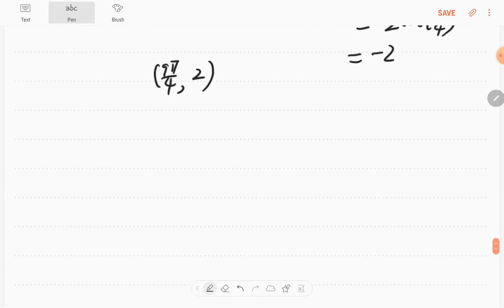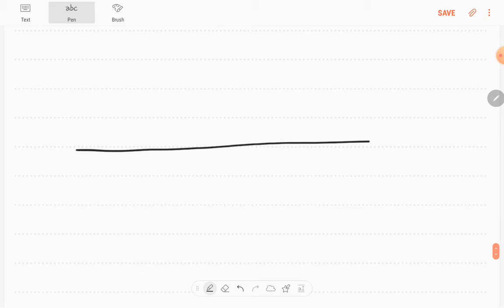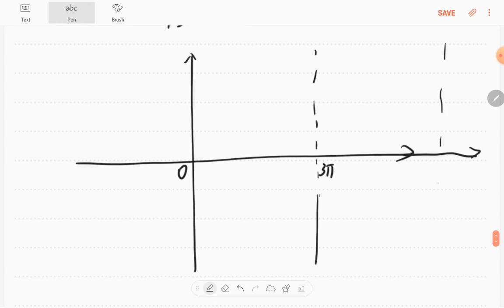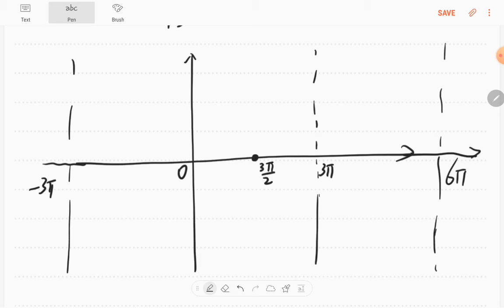So now let's summarize using the graph. We just need to look at 3 pi. We just draw the principal cycle. Other cycles are just repeated, right? So the next one should be 6 pi, and here should be -3 pi, right? So let's just draw the graph. This is the center, which is 3 pi over 2, 0. And then we have the halfway point, 3 pi over 4, which is equal to 2.